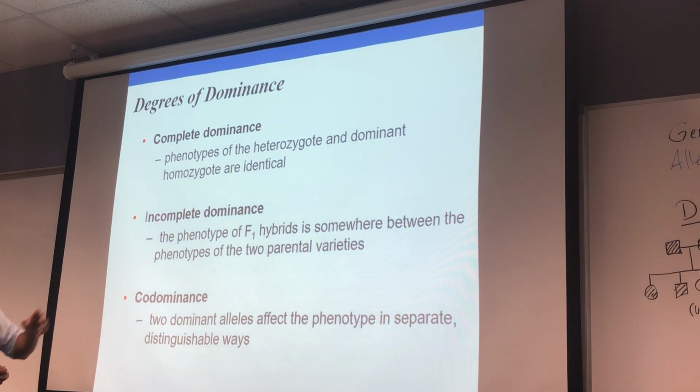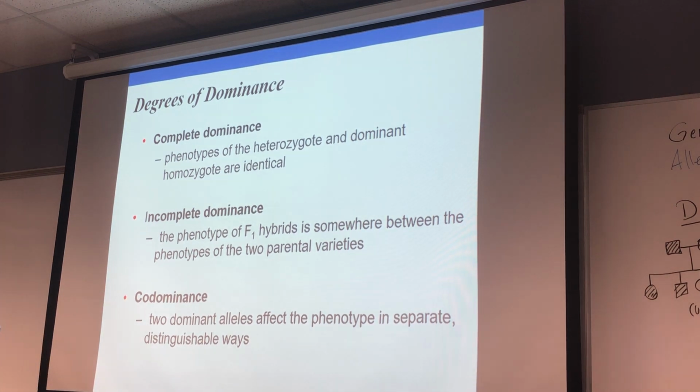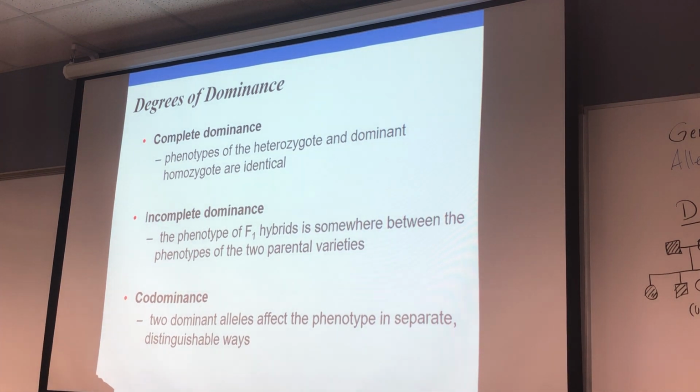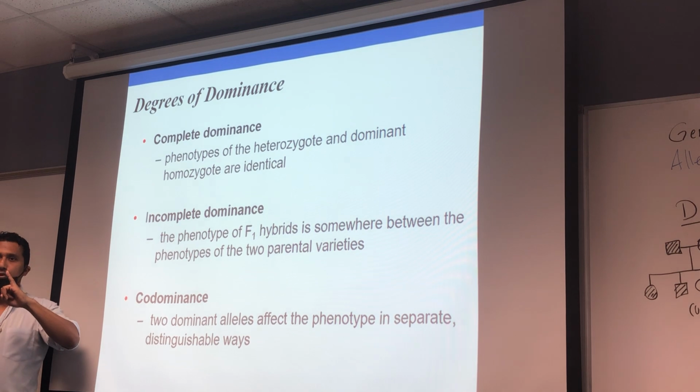Incomplete dominance is the phenotype of the F1 hybrid that is somewhere in between the phenotypes of the two parental varieties. So in other words, it is a new phenotype and it's in between those parental phenotypes. Like pink, for red and white. Yes. So the key point about incomplete dominance is that it is a new phenotype that is in between the phenotypes of the parents.